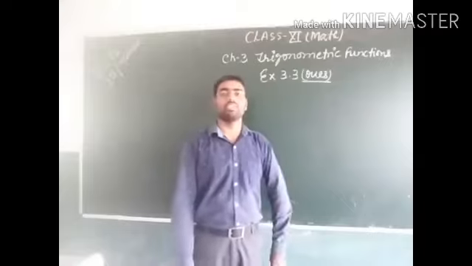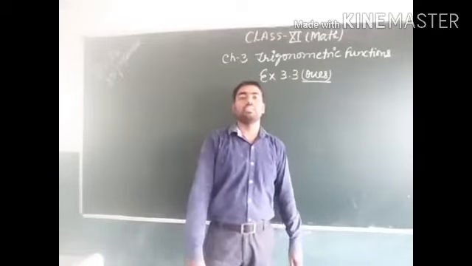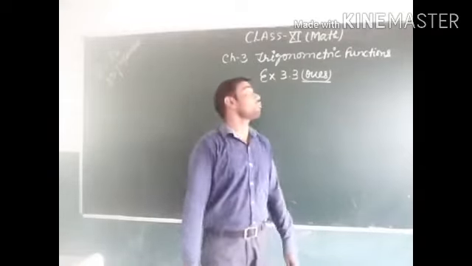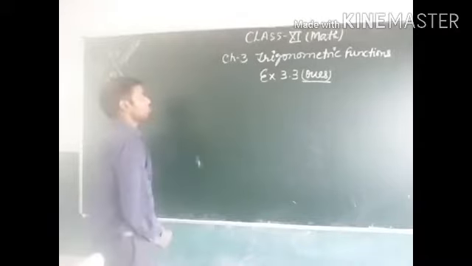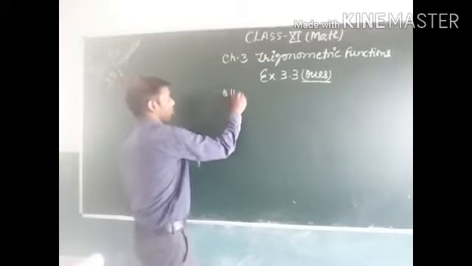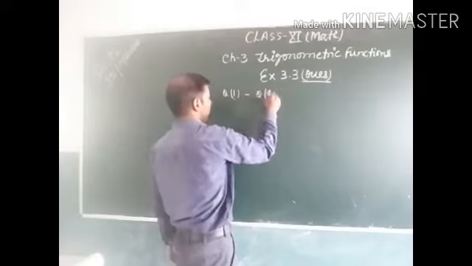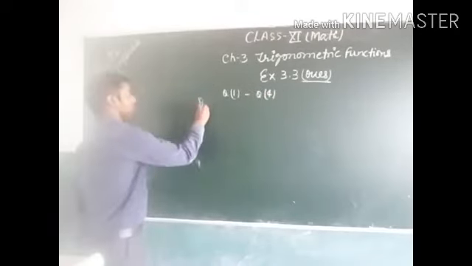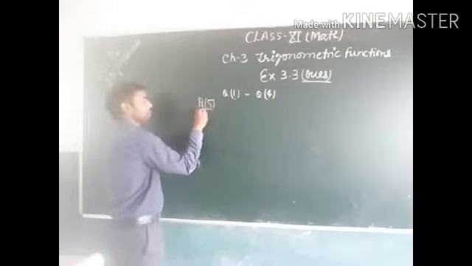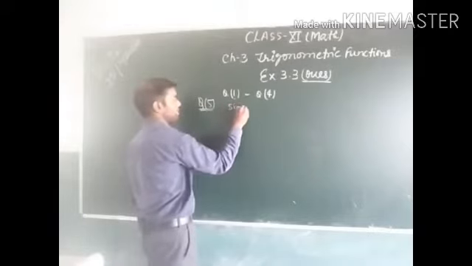Today we will solve exercise 3.3 of chapter trigonometric functions. So question number 1 to question number 4 is completed. Now we start from question number 5. Question number 5 is sin 75.